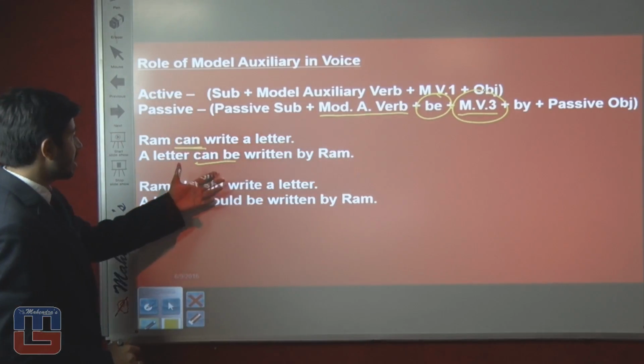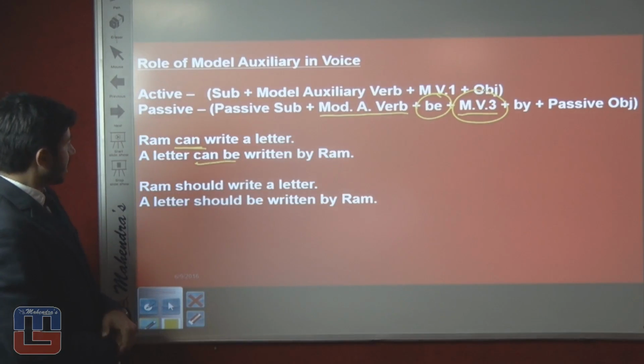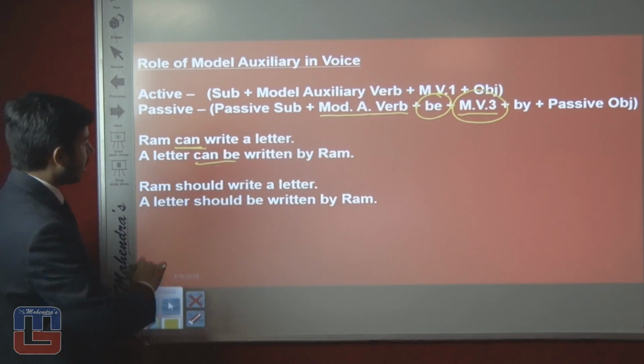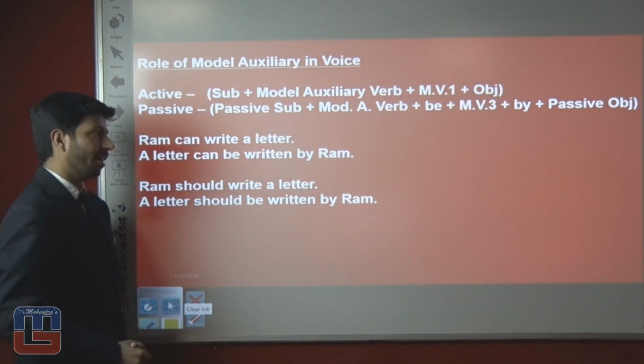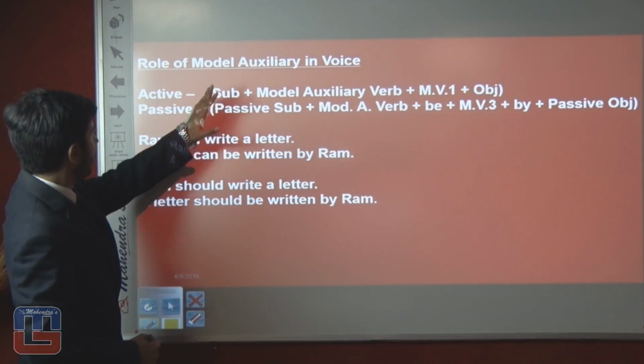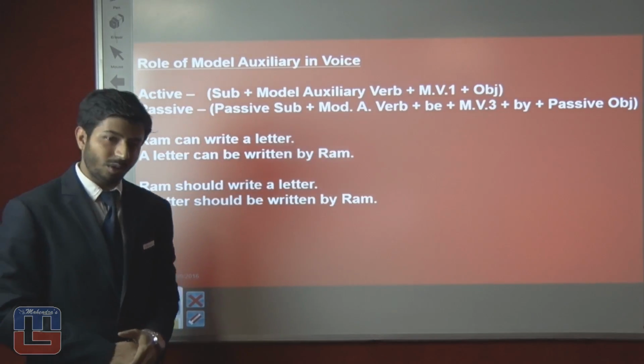So the sentences say, Ram can write a letter, can be written by Ram. Ram should write a letter, should be written by Ram. So this is the structure of active and passive voice of modal auxiliary.